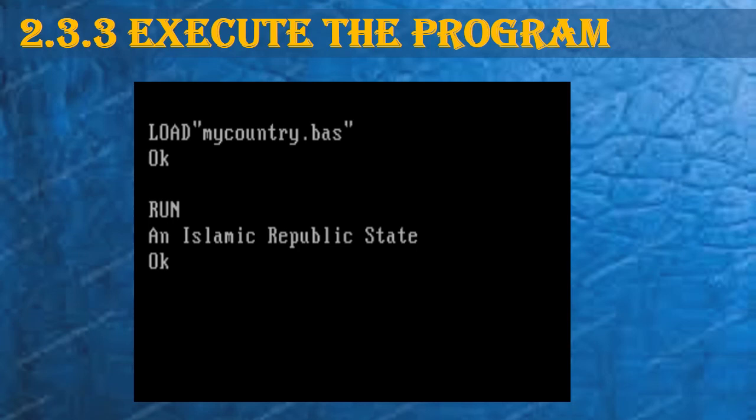So here is the example. I have loaded mycountry.bs, then I have pressed the F2 key from the keyboard and I got the output. The result, an Islamic Republic state, because it has only one line in which I have written print an Islamic Republic state and it has printed it.